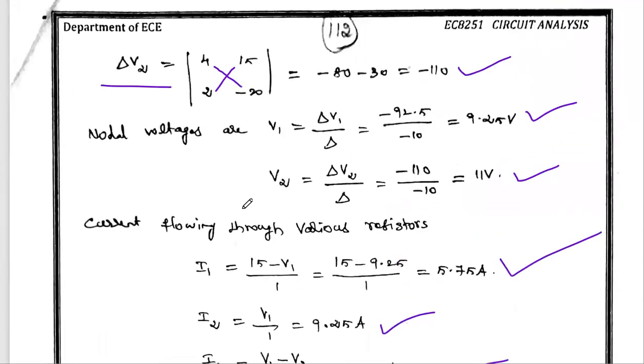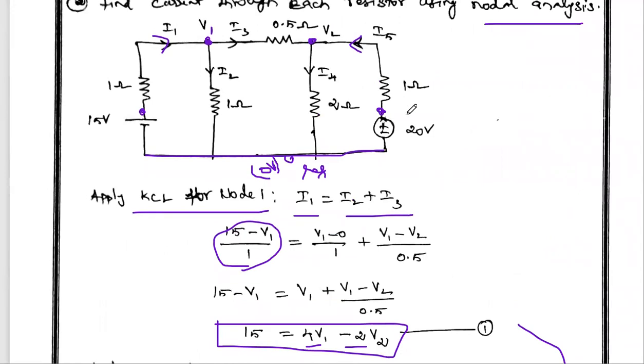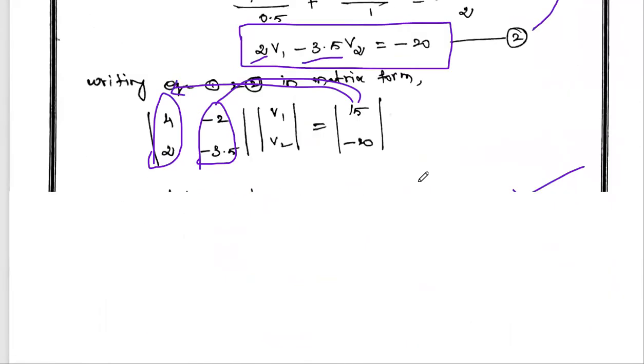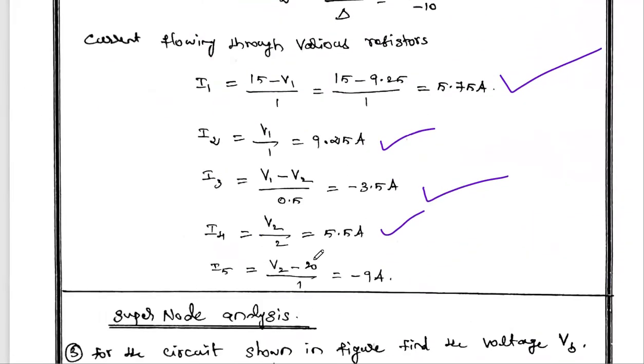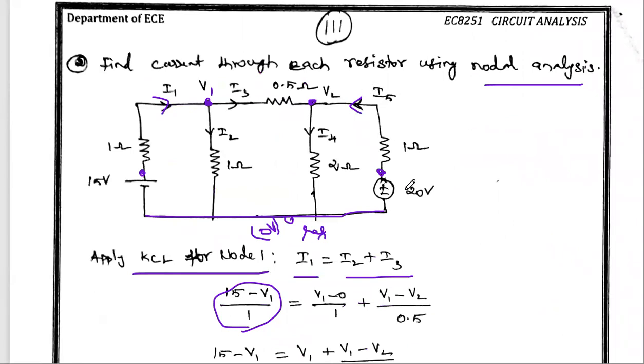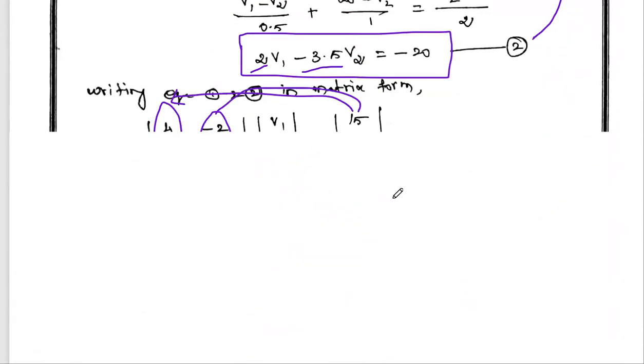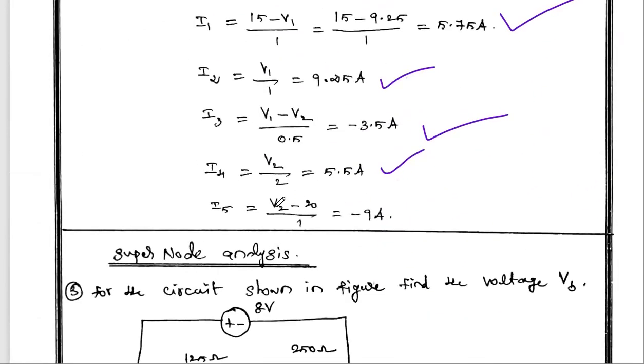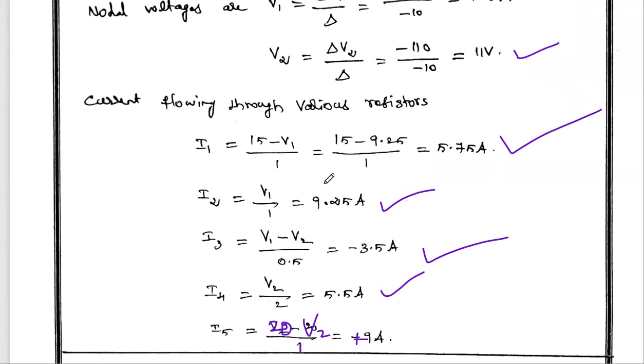I5, current flowing through the last resistor. You see I5 is the current flowing through this 1 ohm resistor. So 20 minus V2 divided by 1. Here, you see, for I5 we have taken the direction like this. So 20 minus V2 divided by 1. Here I wrote V2 minus 20, so not V2 minus 20, it is 20 minus V2 divided by 1. So we can get plus 9 amps. So these are all the branch currents, the current flowing through various resistors.